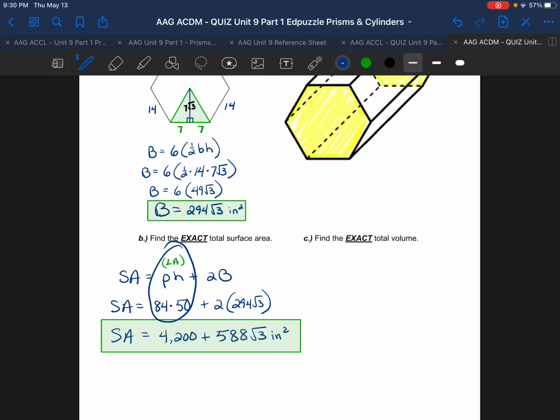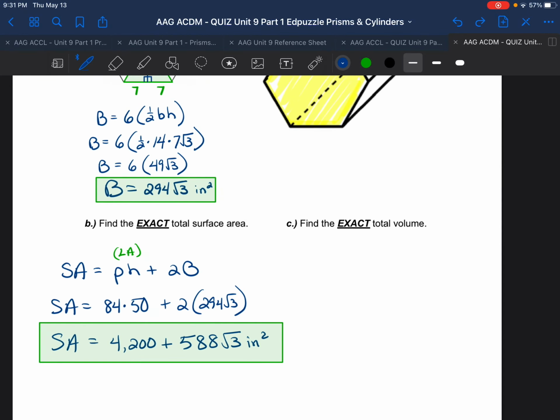Your lateral area is going to be found by taking the perimeter of the base times the height. Guys, again, just make sure you're using your formula sheet. That's going to give us the 4,200. And then from the previous question, we had two bases, right? Well, one base was 294 radical 3. Two of them will be 588 radical 3. And let's remember, we cannot add these two together. They're not like terms.